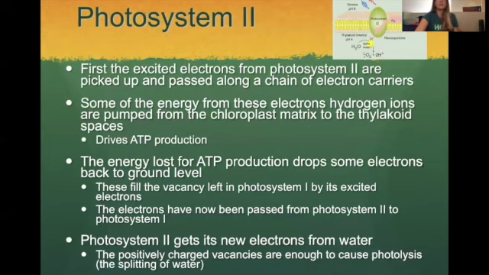All right, photosystem 2. First, the excited electrons from photosystem 2 are picked up and passed along a chain of electron carriers. These are all embedded enzymes. Some of the energy from these electrons pumps hydrogen ions across the chloroplast matrix to the thylakoid spaces. This produces a little bit of ATP. The energy lost for ATP production drops some of these electrons back to the ground state. These fill the vacancy left in photosystem 1, and the electrons have now been passed from photosystem 2 to photosystem 1. Photosystem 2 gets new electrons from photolysis, from the splitting of water.